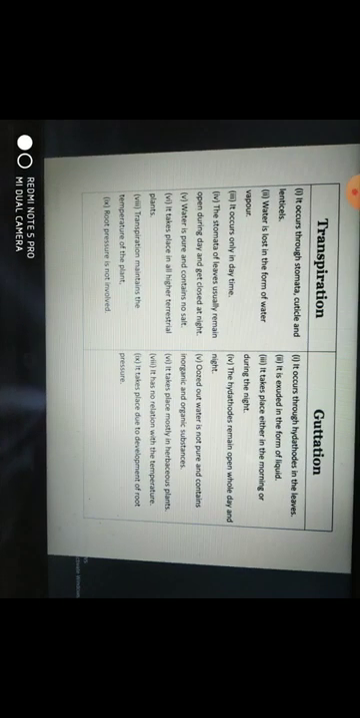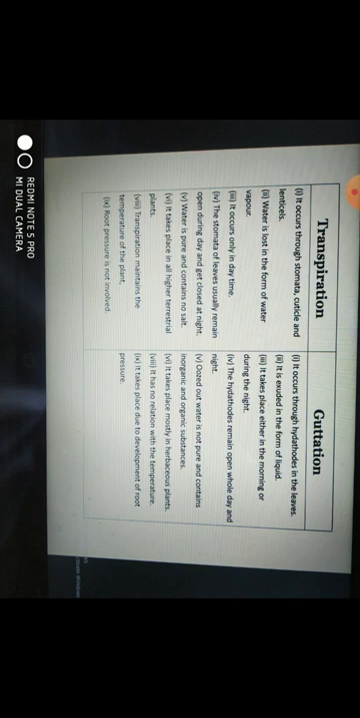Then there is the important term guttation. What is the difference? This question mostly comes in exams: the difference between transpiration and guttation. How do you define transpiration? Transpiration simply means the loss of water in the form of water vapors. So the important point is water vapor. Guttation means the loss of water in the form of liquid droplets.